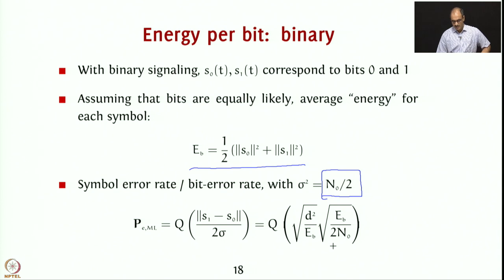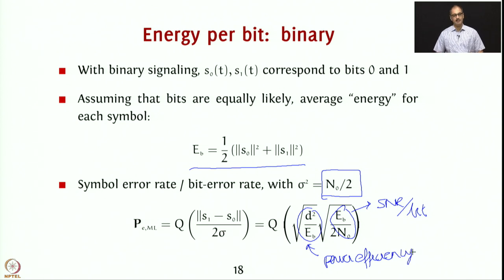This is something interesting, because EB by N0 is like an SNR quantity. It's like the bitwise SNR, the SNR per bit, so to speak. And this D square by EB can be considered as something called power efficiency. That is, this D square by EB serves as something like a power efficiency.